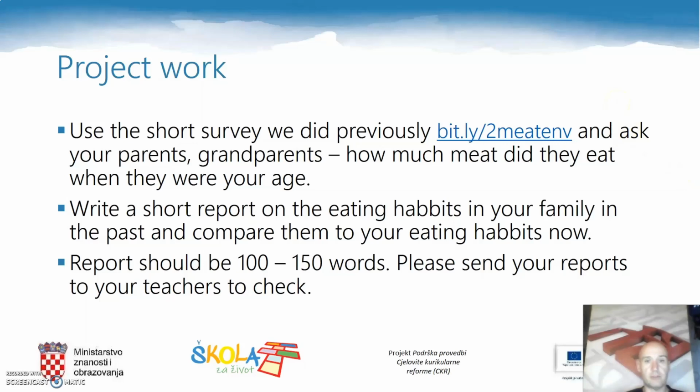Use the short survey we did previously, just the first 2 questions. Here is the link to the survey. And ask your parents, grandparents, or anyone older in your family, how much meat did they eat when they were your age? Use this information to write a short report on the eating habits in your family in the past and compare them to your eating habits now. The report should be 100 to 250 words, and please send your reports to your teachers to check.